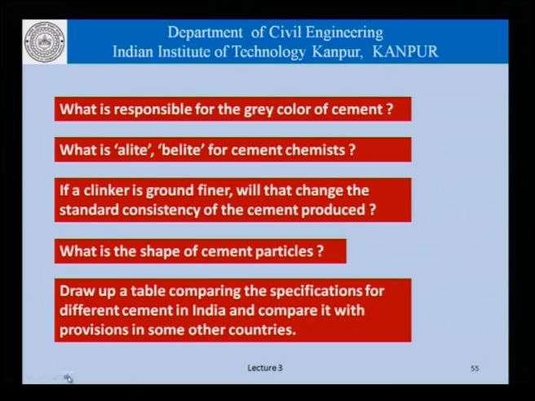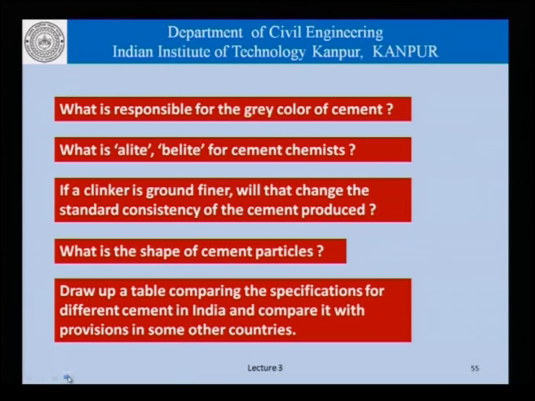What is responsible for the gray color of cement? We all know that cement is usually gray in color. What is the ingredient of the cement which gives this color to the material? Cement chemists often talk in terms of A-lite, B-lite, ferrite, and so on. What are these minerals or what are these compounds?